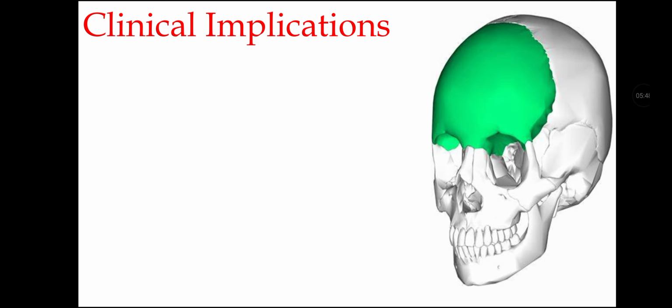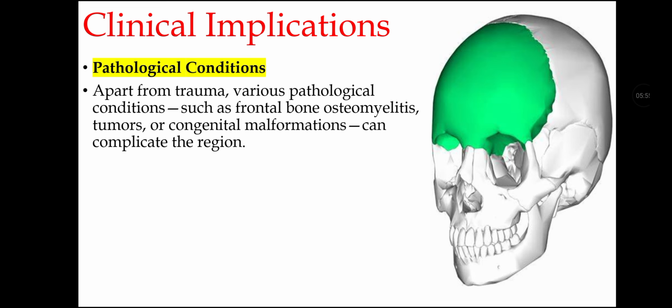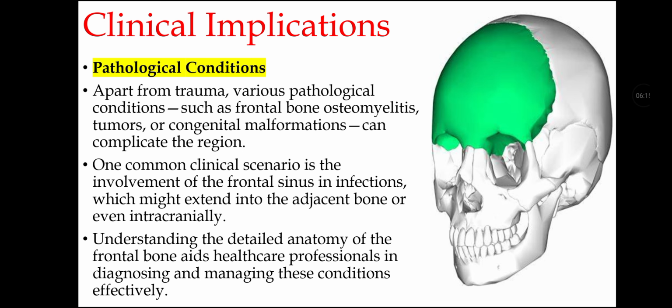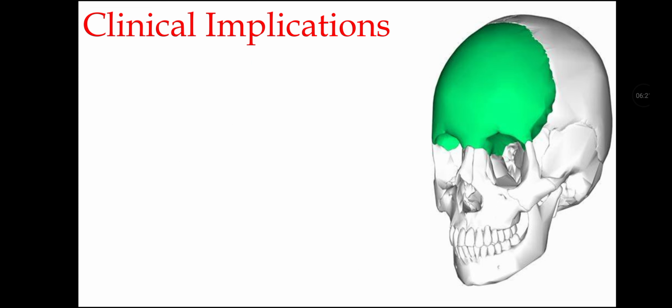And it also has pathological importance in diagnosing pathological conditions, as apart from trauma, various pathological conditions such as frontal bone osteomyelitis, tumors, or congenital malformation can complicate this region. One common clinical scenario is the involvement of frontal sinus in infection, which might extend into the adjacent bone or even intracranially. Understanding the detailed anatomy of frontal bone aids health professionals in diagnosing and managing these conditions effectively.